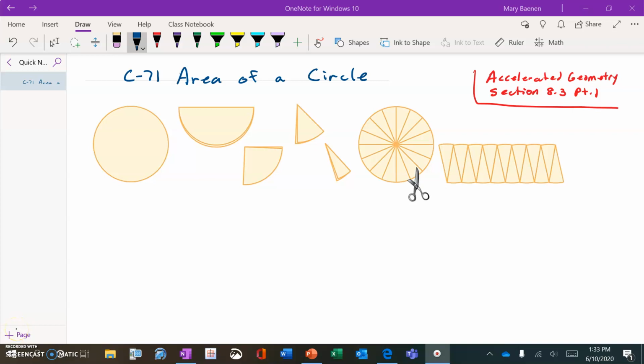This is Accelerated Geometry, Section 8.3, Part 1. This deals with two area formulas, the area of a circle and the area of a regular polygon.